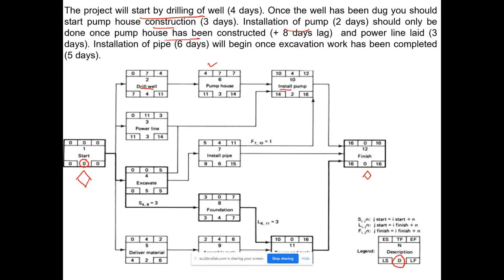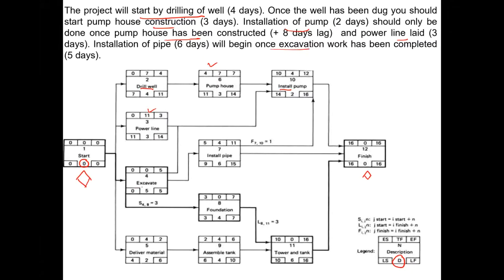So here you could see and power line laid. So this is the power line laid task, which has a duration of 3 days, and installation of pipe will begin once excavation work has been completed.